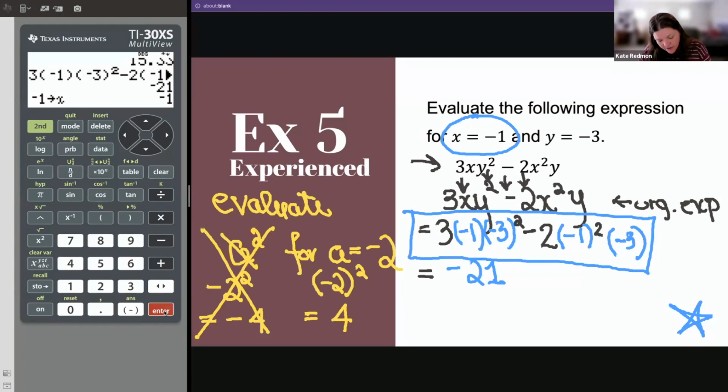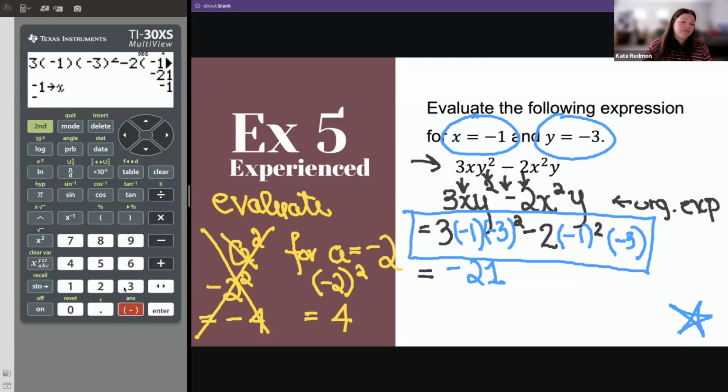I'll do the same thing for Y. So -3, let's store that, and then press the variable button twice to get Y. Enter. I've just communicated to my calculator, every time you see a Y, it means -3. If you store those values for the variables in your calculator, you can actually type the expression in with the letters.